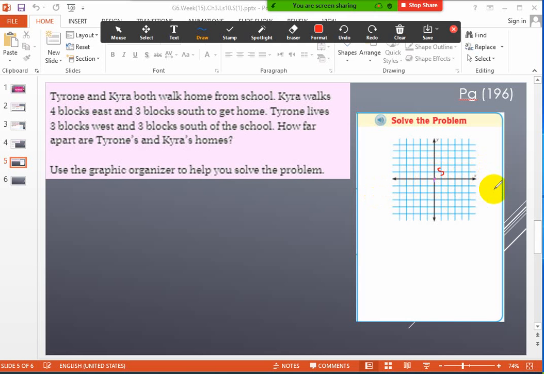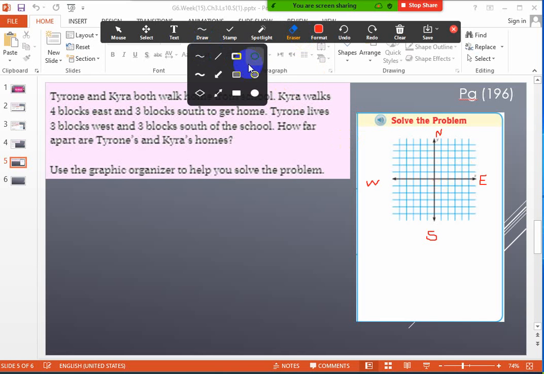This coordinate plane, x and y, I will use it as east, west, and north and south. So this will be the east direction. This will be the west direction. You know that east and west are opposite. This will be the north direction, N, and this will be the south direction, S. This will be O, which is the school. The school is at this point.